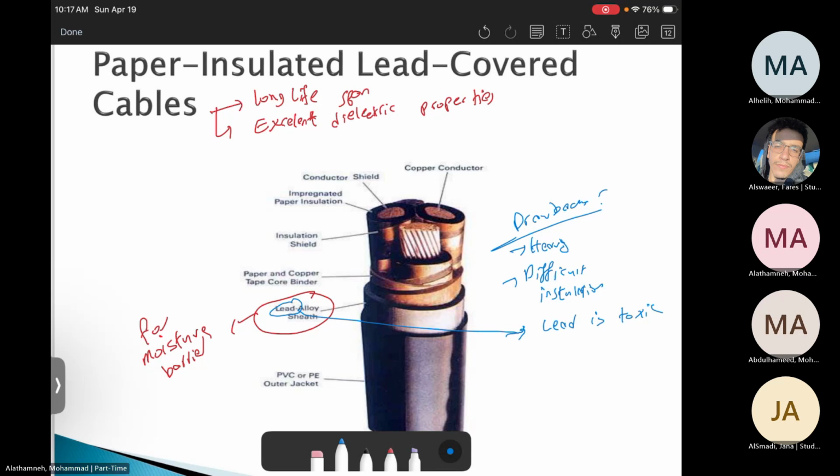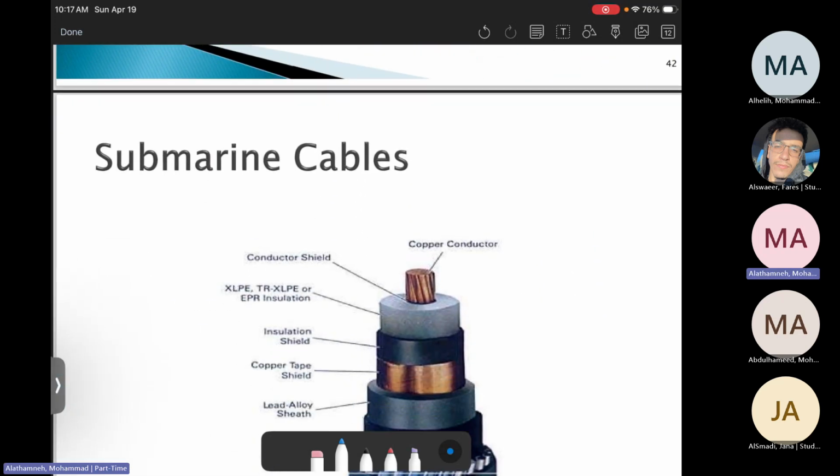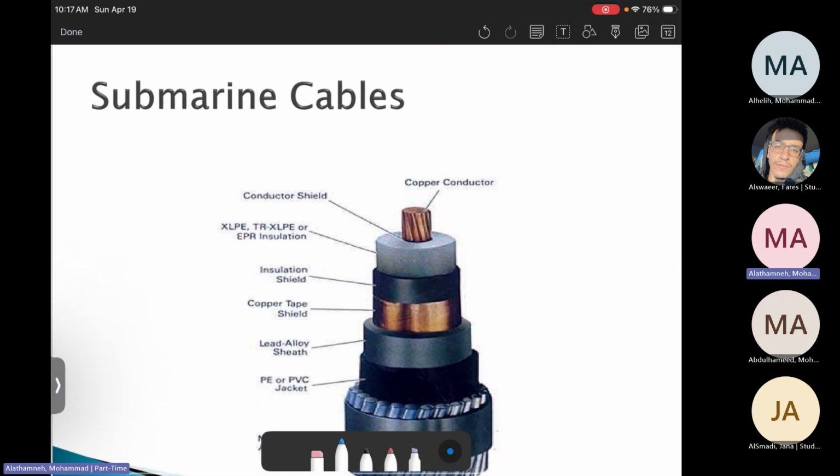Okay, then the other one, there is a submarine cable. This submarine cable, keep in mind, is different from the previous one. The previous one had an oil duct, while here there is no oil duct. It depends on the ratings, because the oil duct can handle higher currents, while this one handles lower currents. It can be used in power or communication areas.